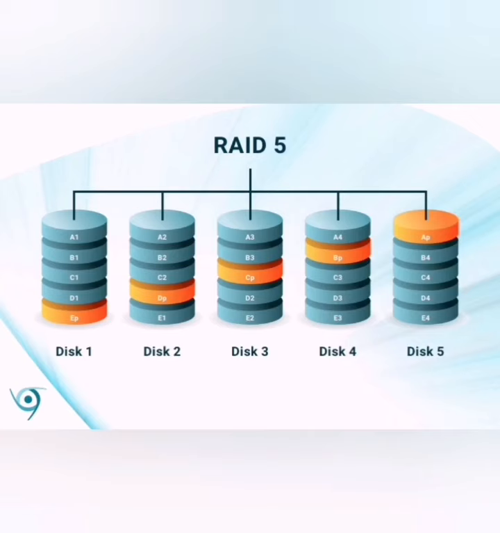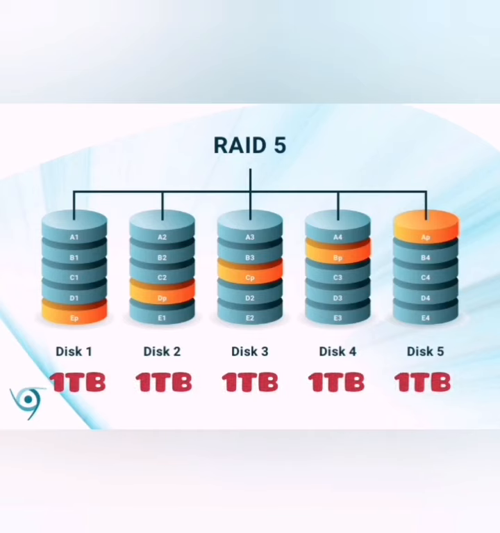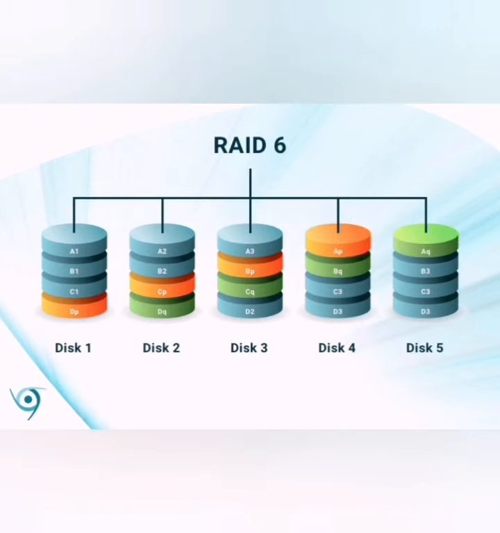RAID 5 allows you to have one failed hard disk at a time. So if one of the hard disks fails, you just replace the disk and the data will rebuild again. In case two hard disks fail at the same time, you will lose all the data. The disks of RAID 5 must be of the same size. To calculate it, for example, here we have 5 disks. If each one is 1 terabyte, then the value of RAID 5 will be 4 terabytes of storage. Continuing to RAID 6.